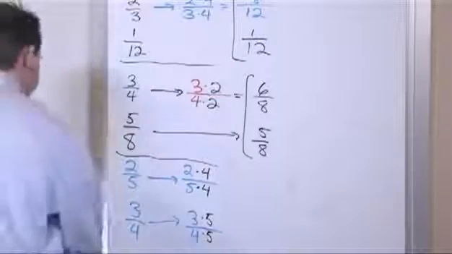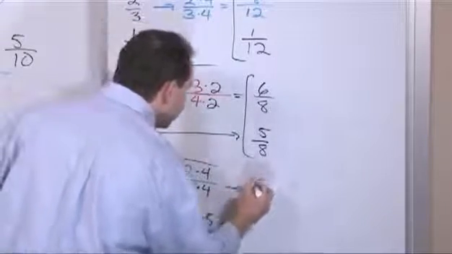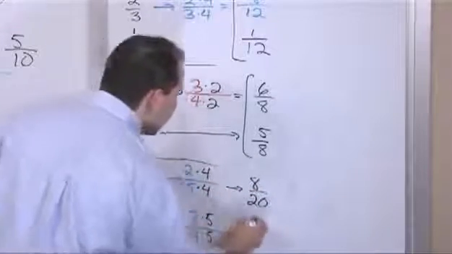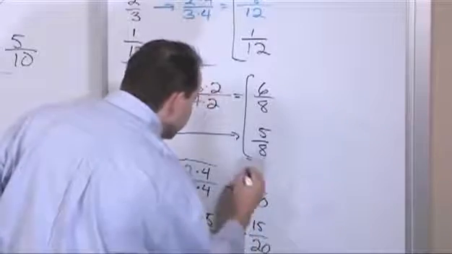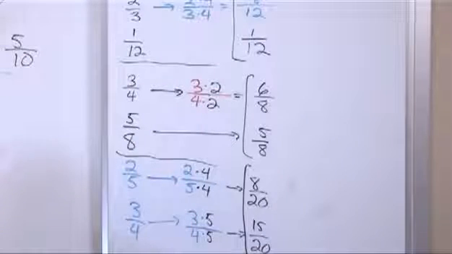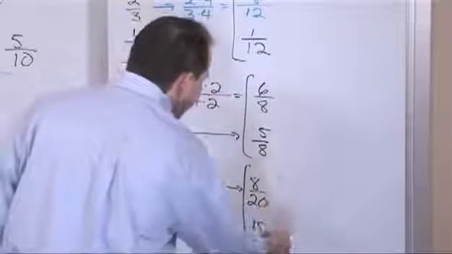So this top fraction would be 2 times 4 is 8, 5 times 4 is 20. Bottom fraction, 3 times 5 is 15, 4 times 5 is 20. These two fractions represent exactly the same amount of stuff, just like before. The only difference is, now we have a common denominator of 20.